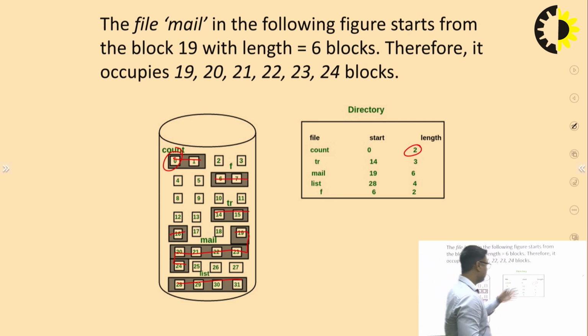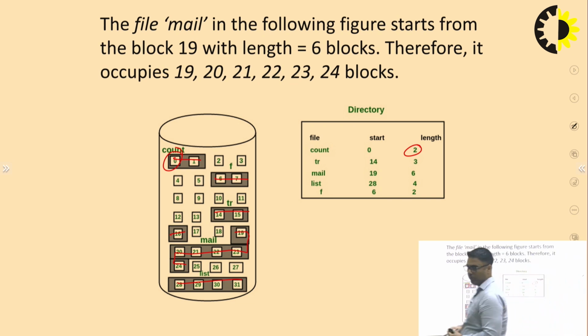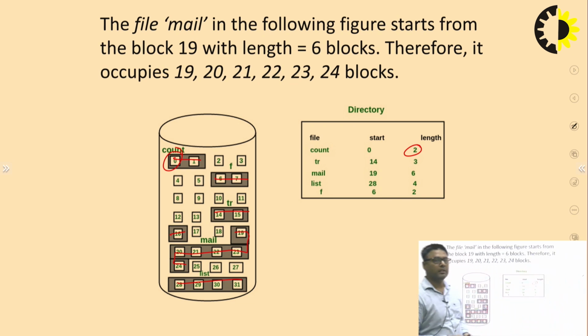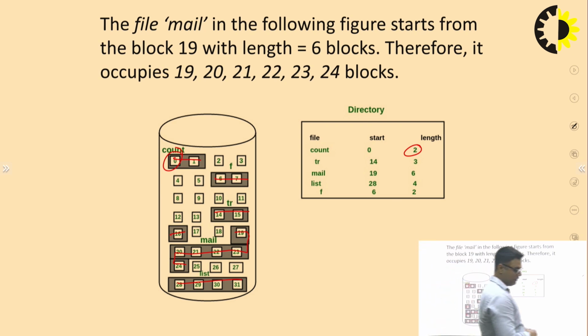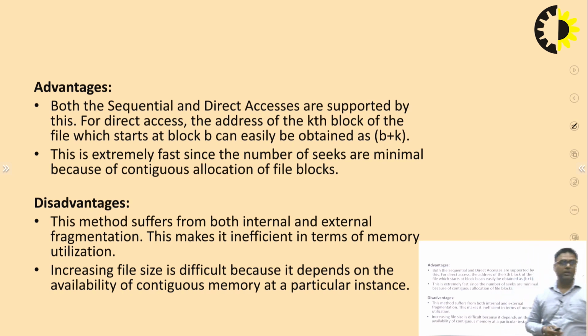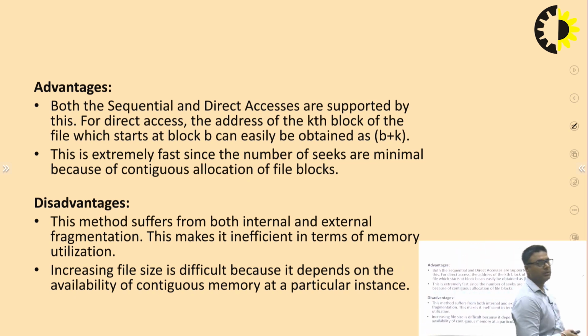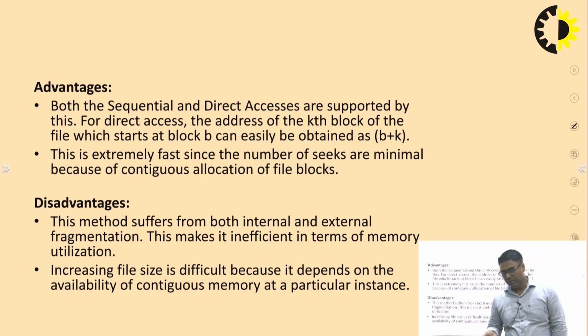So I can store the different directory values in the disk, but some issues are there. In that case you cannot increase the file size, and external fragmentation occurs in that sequential condition. Here some advantages and disadvantages are mentioned. First, both sequential and direct access are supported by this. For direct access, the address of the kth block of the file which starts at block B can easily be obtained as B plus K.